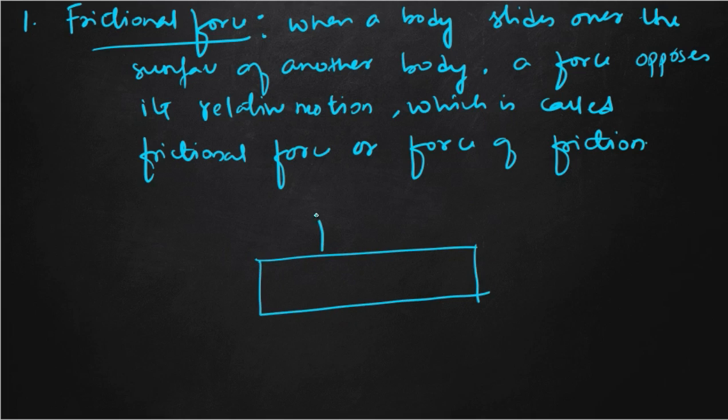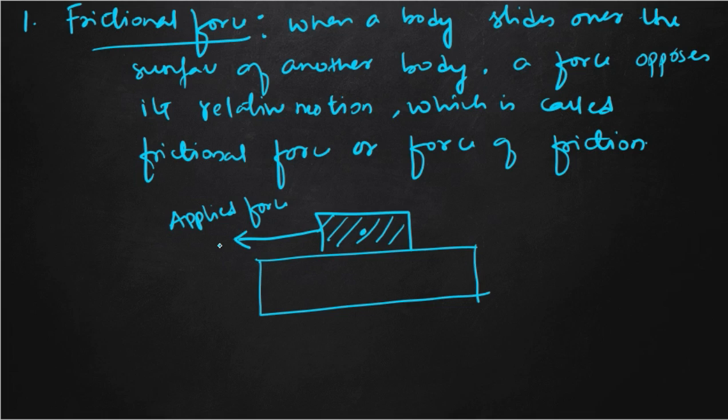So let us understand with an example. Suppose it is a surface. Over this surface, one wooden block is there. So its center of gravity is here. Suppose we have applied a force in this direction, or we can say applied force. So a wooden block is placed on the top of the table. When a force acts on the block, it will move along the left direction.